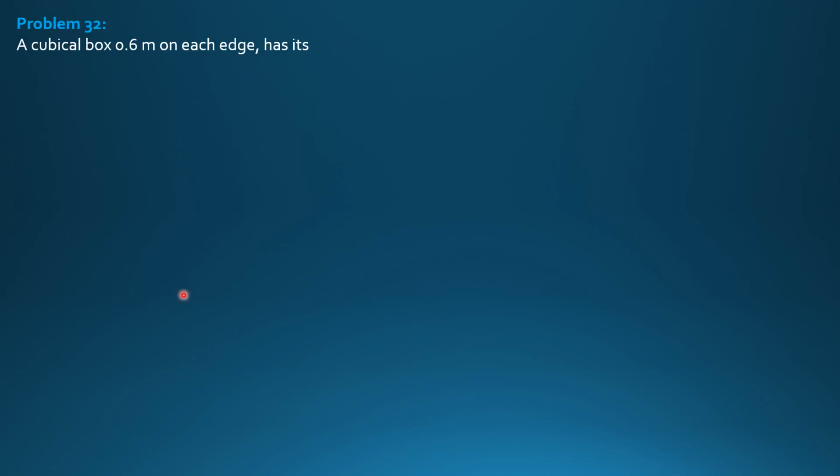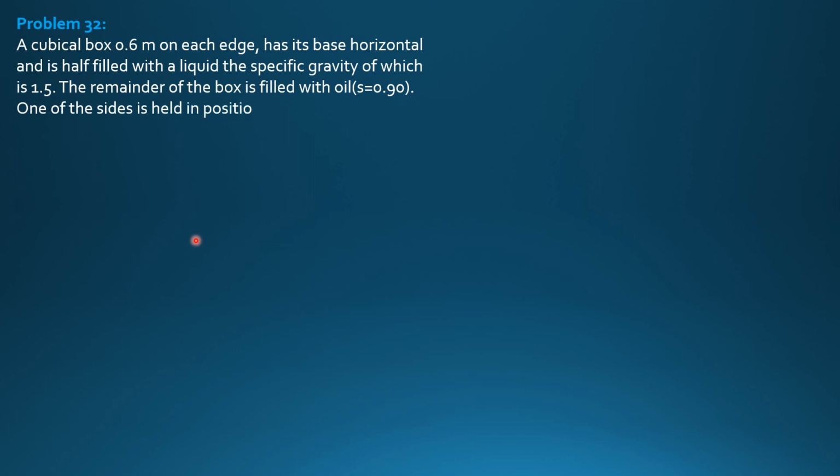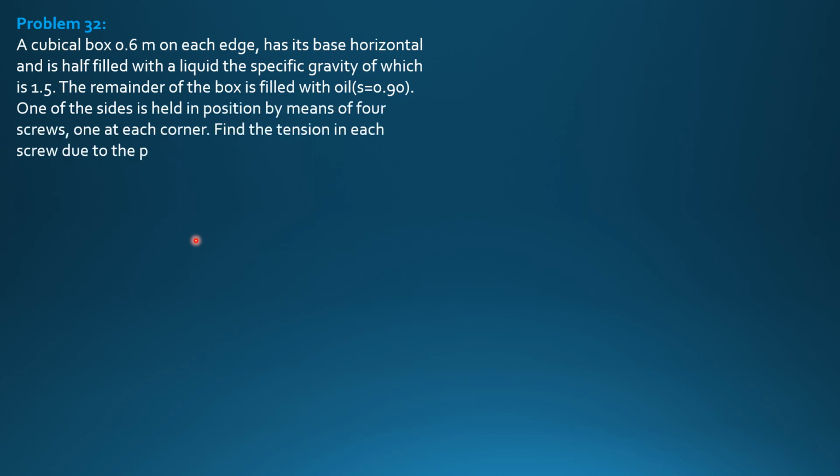A cubical box of 0.6 meter on its edge has its base horizontal and is half filled with a liquid, the specific gravity of which is 1.5. The remainder of the box is filled with oil of specific gravity 0.9. One of the sides is held in position by means of 4 screws, one at each corner. Find the tension in each screw due to the pressure of the liquids.